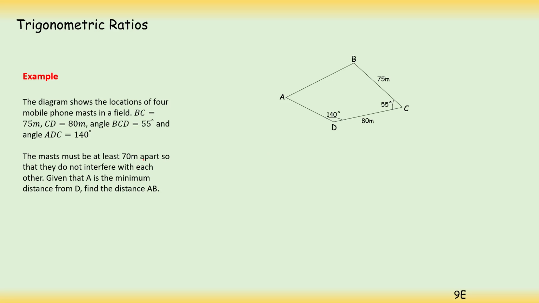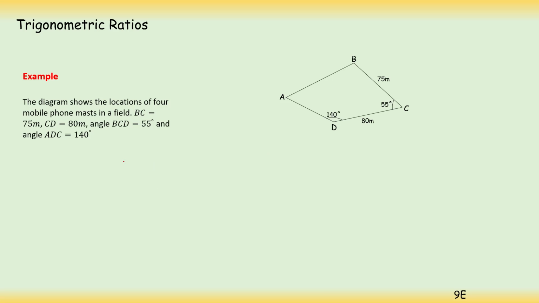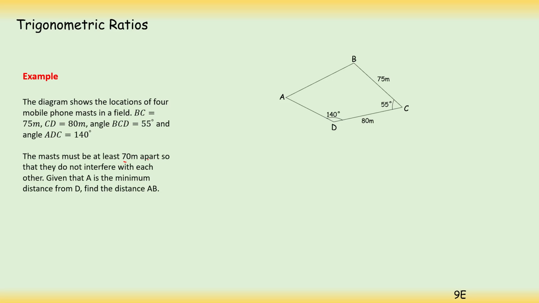It says the masts must be at least 70 meters apart, so that they don't interfere with each other. And then it says, given that A is the minimum distance from D, find the distance AB. A is the minimum distance, and they must be at least 70 meters apart. That means AD must be 70 meters. So we've got to look for these clues in the question. Okay, so we want to find AB.